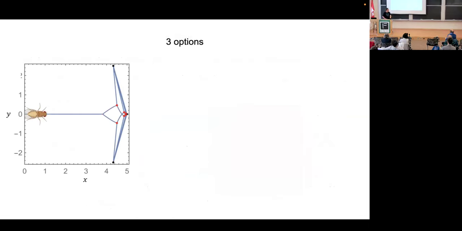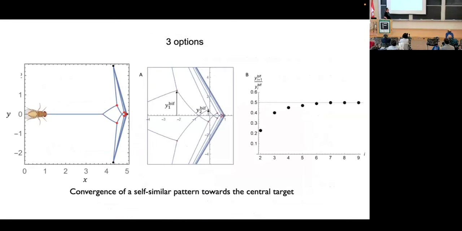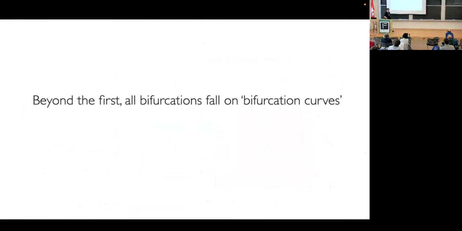When we start dealing with 3 options, things can get pretty crazy because it looks like it's the same bifurcation process to the side options as to the middle, but in actual fact, it's not. There's a convergence, the self-similar pattern towards the middle target where there's bifurcation after bifurcation, but it looks in a stochastic model as if there's just been a single choice selected.